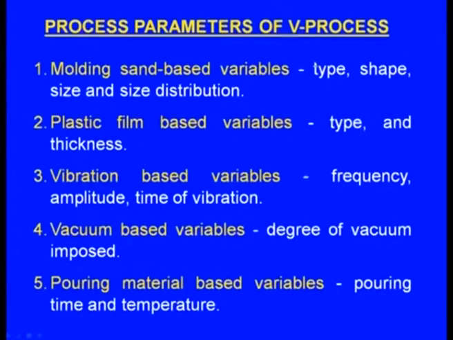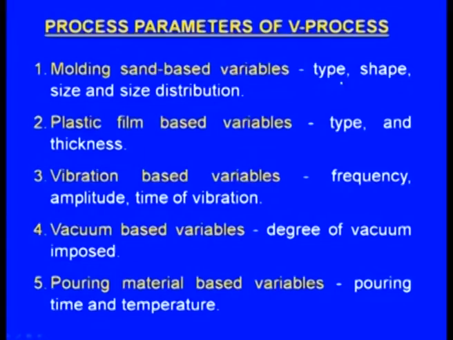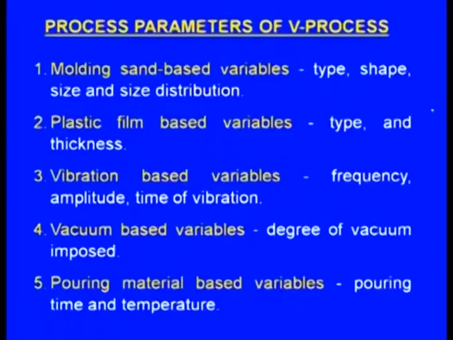Now, what are the process parameters of this vacuum sealed molding or the V process? Molding sand based variables: type, shape, size and sand distribution. Type means there are different types of sands: silica sand, olivine sand, zircon sand. These are the types of sands. Next one is the shape. The common shapes are round, angular and subangular. These shapes also influence the molding process.